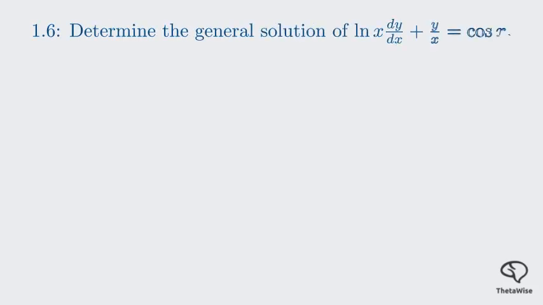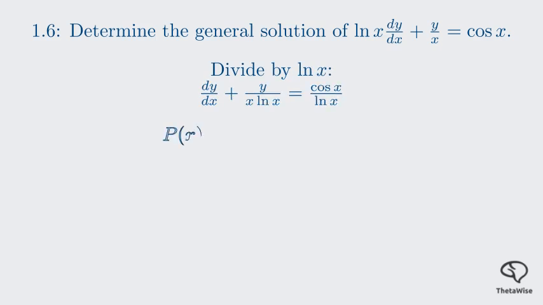Let's look at another example. This time, we'll need to do some rearranging first. We need to solve ln x dy/dx plus y over x equals cos x. This is not in standard form. We need dy/dx to have a coefficient of 1, so we'll divide the entire equation by ln x. Now it's in standard form. p(x) is 1 over x ln x, and q(x) is cos x over ln x.